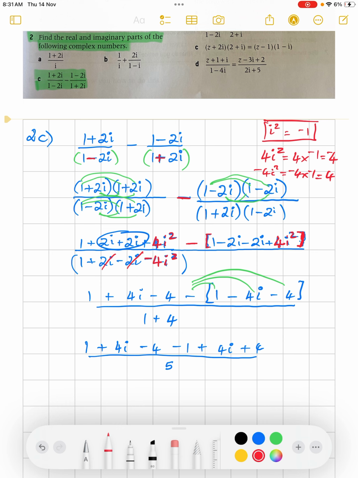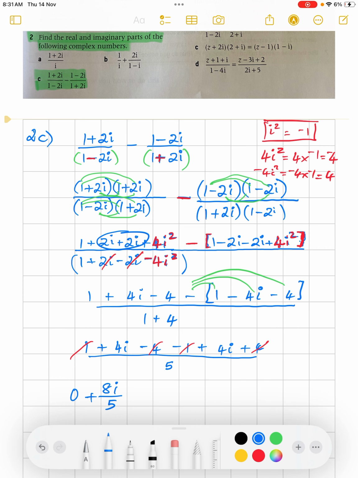And here we go. 1 minus 1 is 0. Negative 4 plus 4 is 0. And we've got 8i over 5. And there we have it. We have no real component, and we've got an imaginary part.